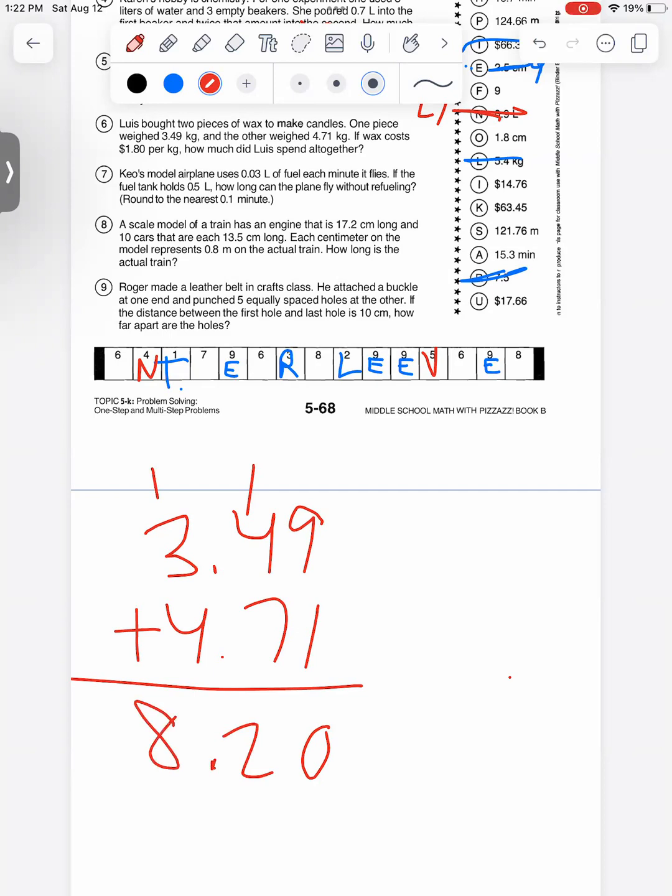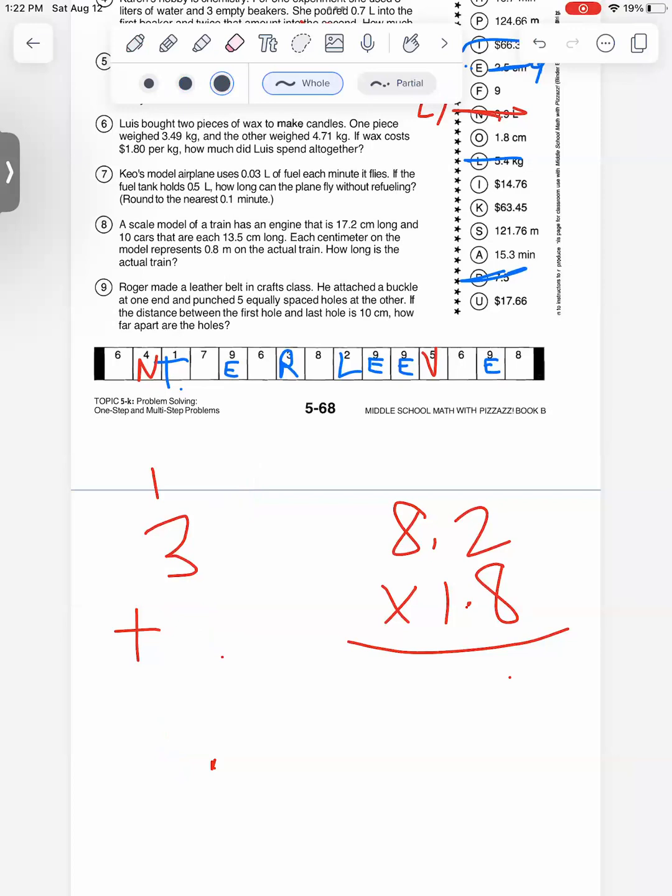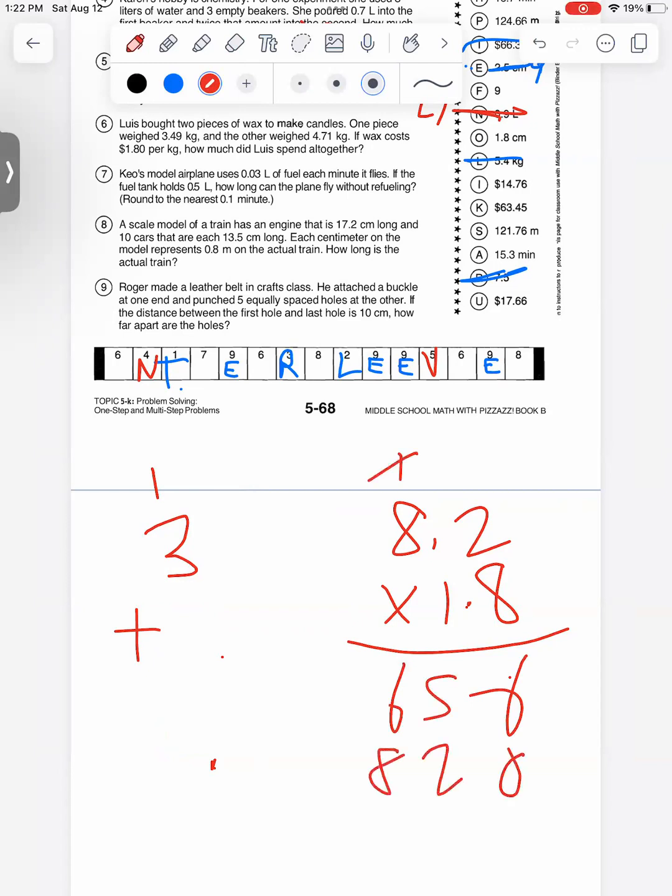And so that's 8.20 kilograms. So I'm going to shorten that to 8.2 because that's going to make our multiplication easier. So wax is 1.80 per kilogram. So what I'm going to do here is I'm just going to do 1.8. Well, I know the 0 on the end doesn't actually mean anything in terms of place value in that case, right? So we go 8 times 2 is 16. 8 times 8 is 64, and 1 is 65. All right, then we have 2 and we have 8.